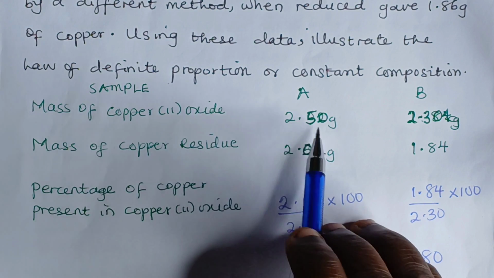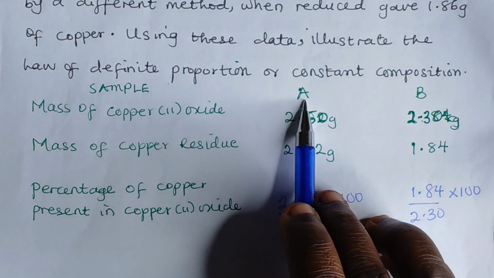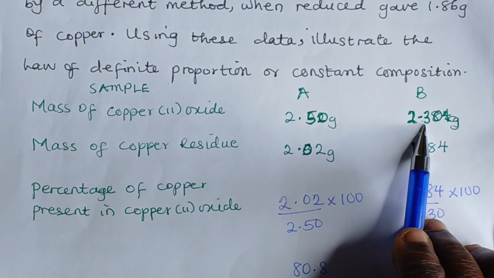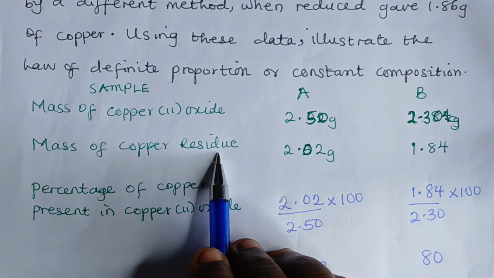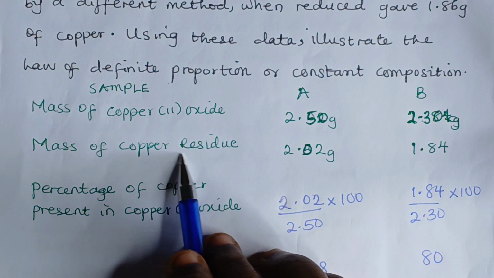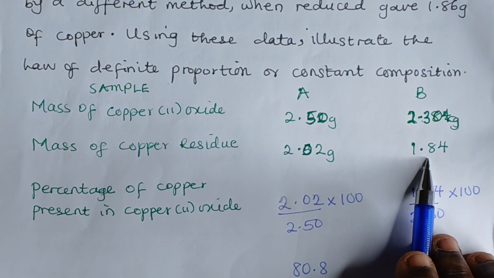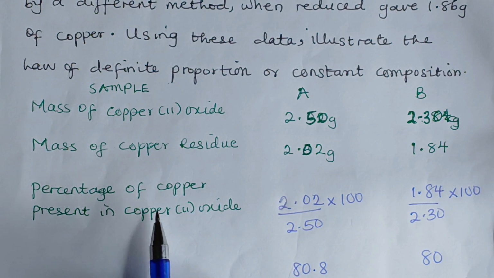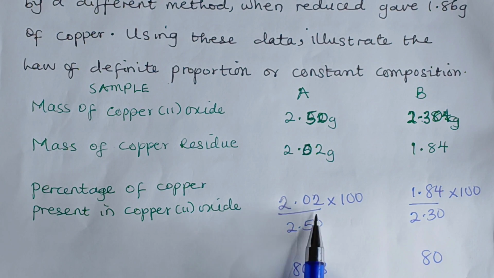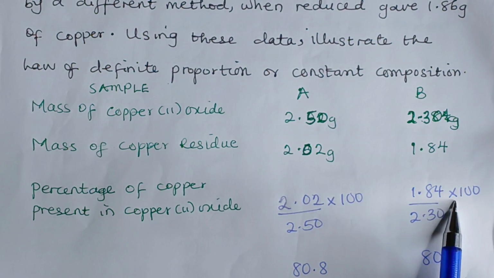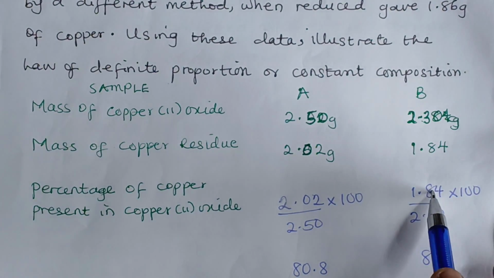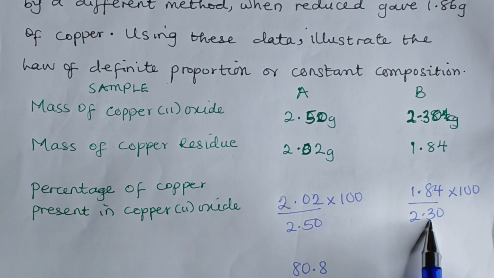This is a mass of copper 2 oxide, 2.50 in sample A, the mass of copper 2 oxide in sample B. Now, after reduction took place and heating, the copper 2 oxide was reduced with hydrogen and only pure copper remained. That's a pure residue, copper residue. Under sample A, we have 2.02 gram left, and under sample B, we have 1.84 gram left. Now, how do we get the percentage of copper in each of the samples? This is simply by calculating the percentage of 2.02 over the total sample multiplied by 100. While in sample B, we also have 1.84, which is the mass of the pure copper over the mass of everything, or the sample, multiplied by 100.